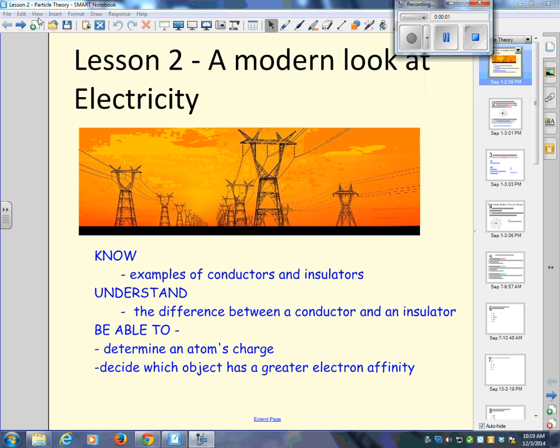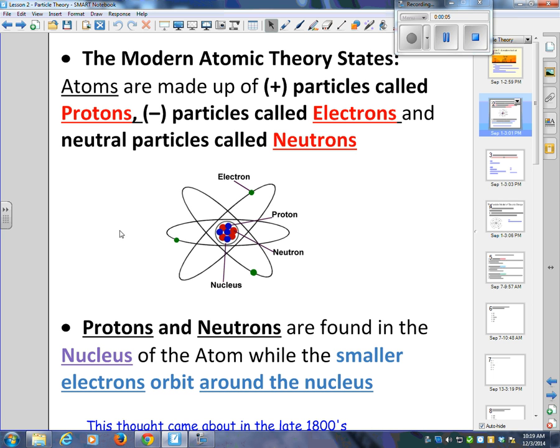Let's quickly review what we did last day. We talked about modern atomic theory, basically the stuff you learned in chemistry already. We've got protons, electrons, and neutrons. Protons and neutrons are in the nucleus. Electrons are whizzing around outside.